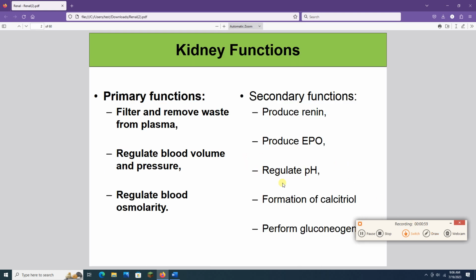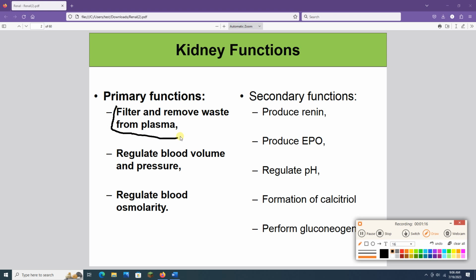Now, overall, big functions of the urinary system. Okay? Big functions of the kidney. So urinary system functions and kidney functions are going to go hand in hand. One of them, our first one here, is the filtration and removal of waste from the plasma. That is number one. Now, in order to remove waste, we have to remove water. And by removing water, what we are going to regulate is blood volume.